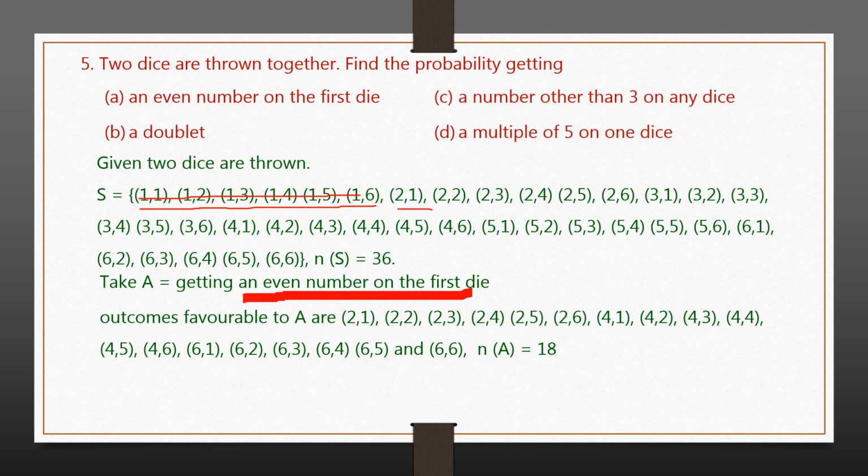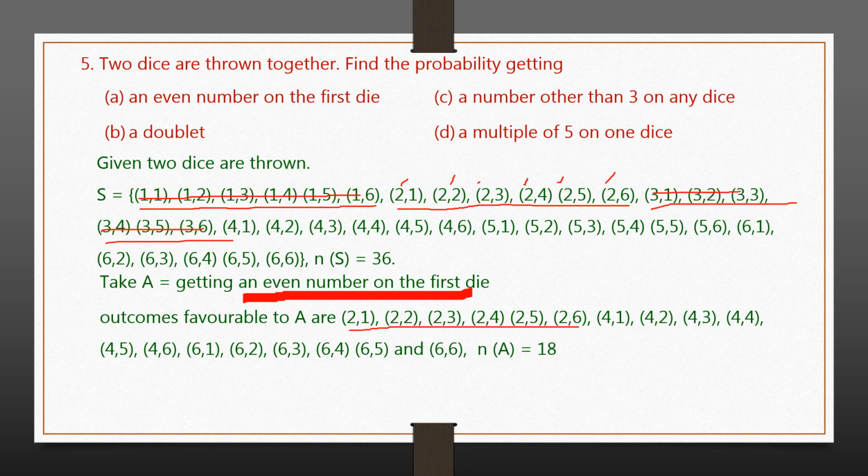The next 6 outcomes are 2 1, 2 2, 2 3, 2 4, 2 5, 2 6. On the first die I have 2, which is an even number. Therefore these 6 outcomes are favorable to A. That's why I wrote here 2 1, 2 2, 2 3, 2 4, 2 5, 2 6, all the 6 outcomes. Now coming to the next 6 outcomes, 3 1, 3 2, 3 3, up to 3 6. On the first die we have number 3, which is not an even number. That's why these 6 outcomes are not favorable to A.